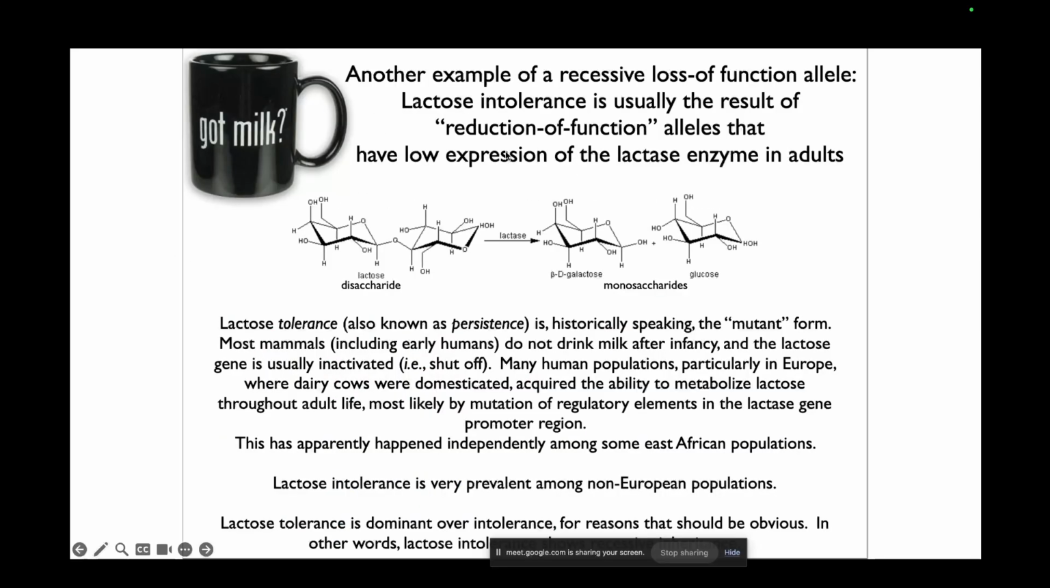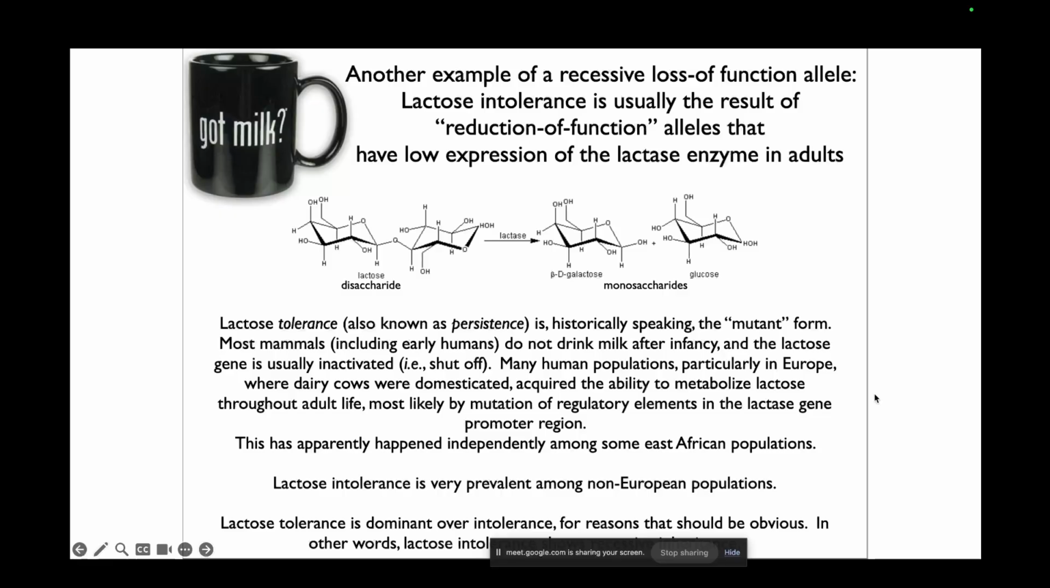Another example of a recessive loss of function allele is lactose intolerance, which is usually a result of reduction of function alleles that have low expression of the lactase enzyme in adults. This is a very interesting example from a historic perspective. The mutant form is very common because in most mammals, including early humans, we did not drink much milk after infancy. So the lactase gene was inevitably inactivated due to selection.